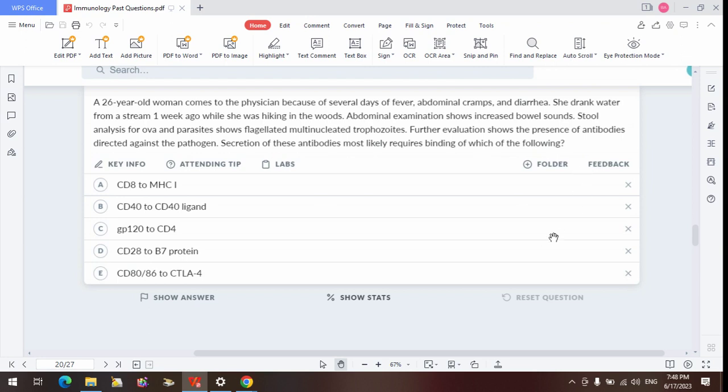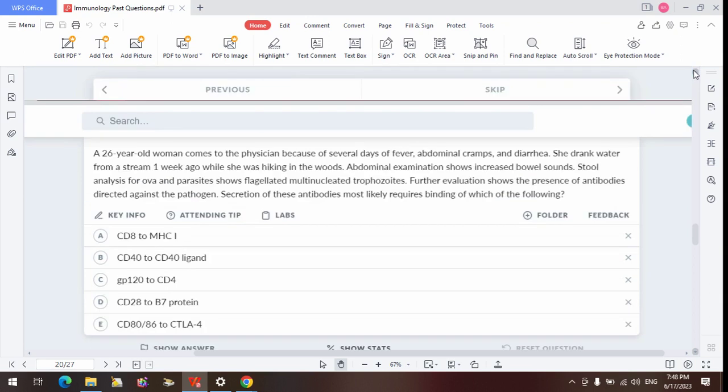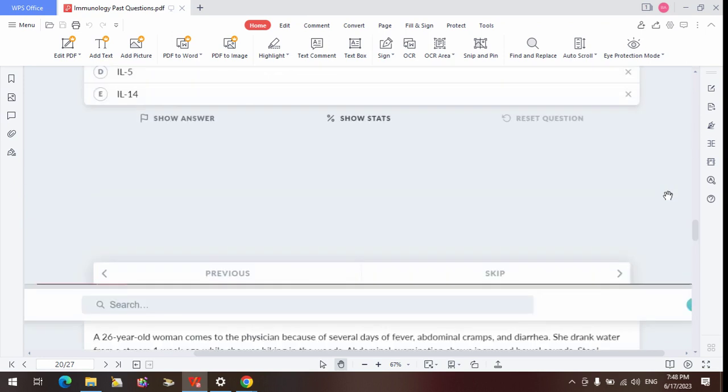Do you get that, Dr. Robert? Yes, yes, yes. All right. Dr. Antonia, I'm sure that's what you have in mind too. I just wanted to explain that it's giardiasis and what the person needs is IgA, and IgA can only be gotten from CD40, CD40 ligand interaction. Yeah. Okay.